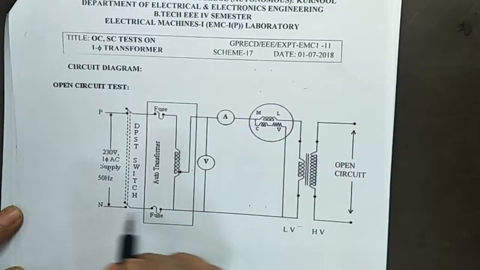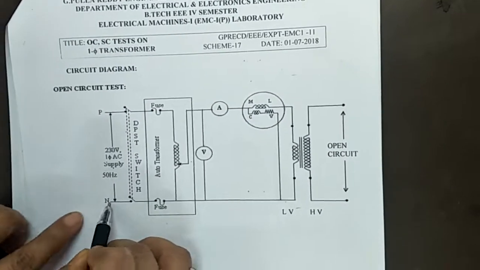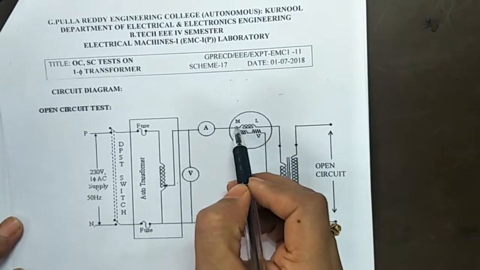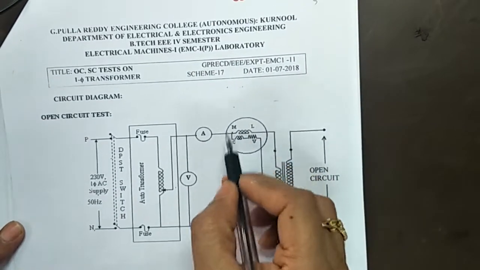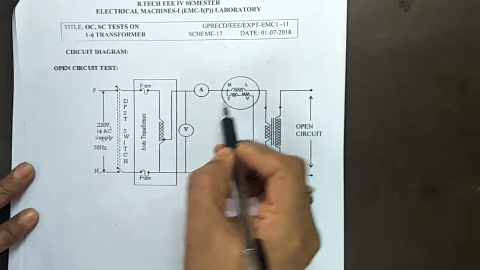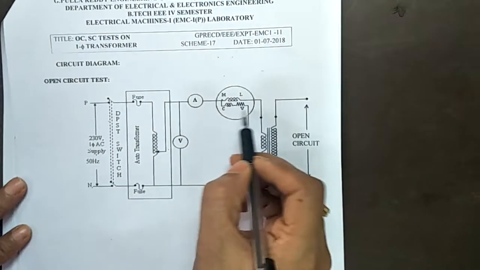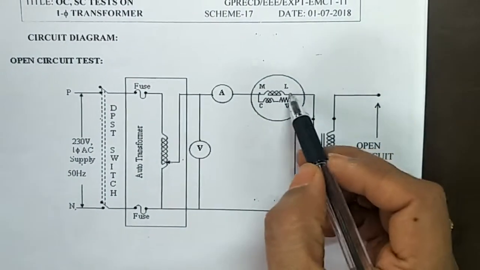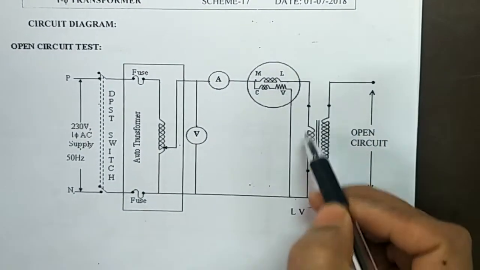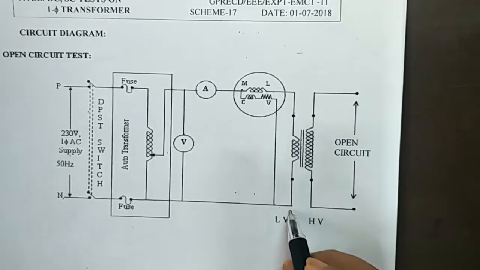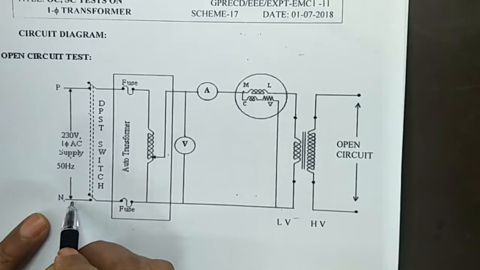From the voltmeter, another connection is given to the neutral, and from the ammeter terminal it is connected to the wattmeter. This is the representation of the wattmeter. M L indicates the current coil, whereas C V indicates the potential coil. You can see that M and C should be shorted. From L it is connected to the transformer LV side, and from the other terminal it is fed back to the neutral point.